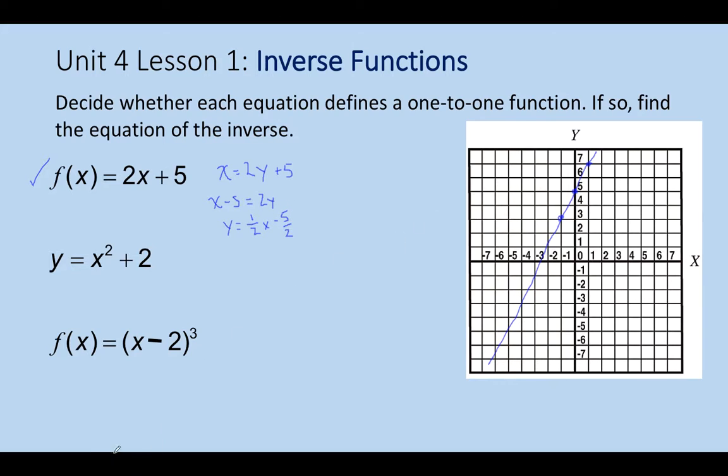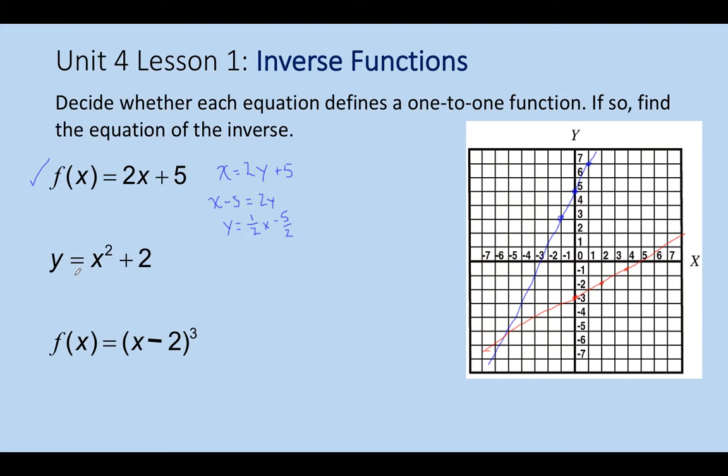And if I were to graph this, again I would have a y-intercept at negative 2.5. I'd have a slope of 1/2, so up 1 to the right 2. And you'd have something that kind of looked like this. And you can see that this is perfectly reflected over that line, y equals x.